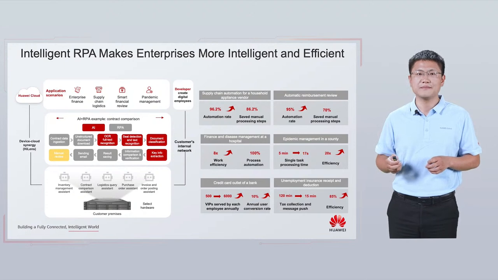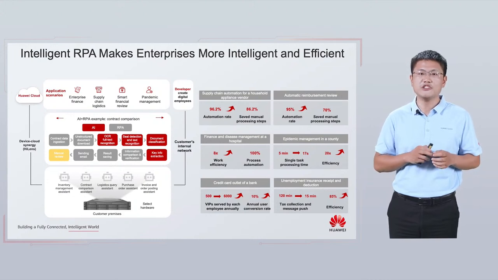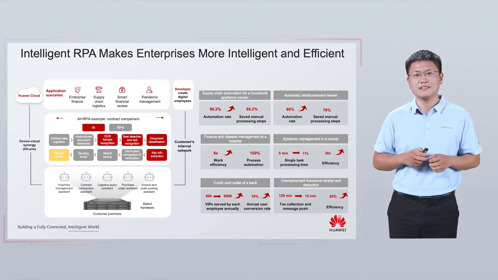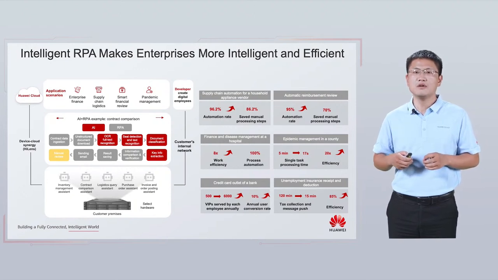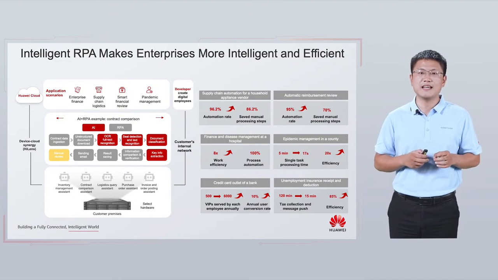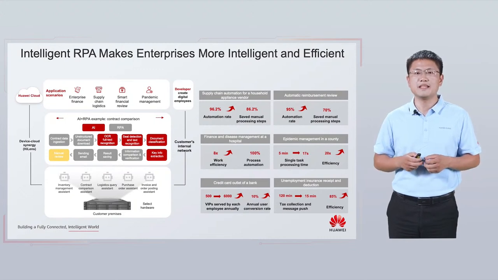On the right part of the slide, we also list some real cases of different customer scenarios. For example, in the supply chain and automatic reimbursement review scenarios, robot development was introduced to greatly reduce human workloads. The time required for processing a task was significantly reduced from dozens of minutes to about 10 seconds, improving the efficiency by dozens of times. We also have many typical cases in scenarios such as bank branches, insurance receipt, and epidemic management. We believe that the intelligent RPA can efficiently and intelligently serve millions of developers and empower more industries.